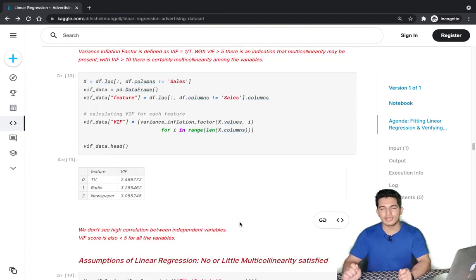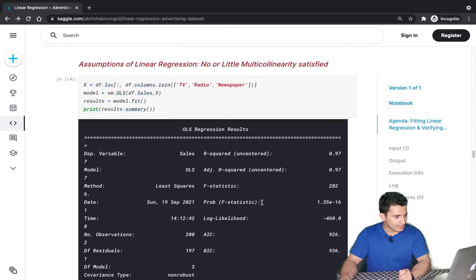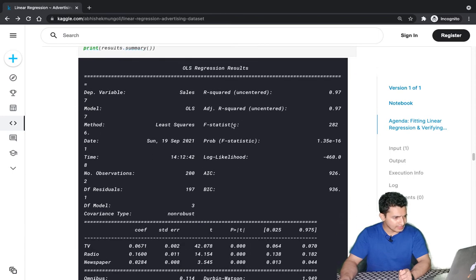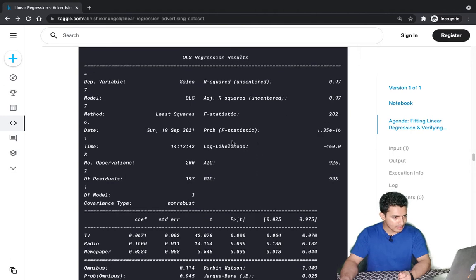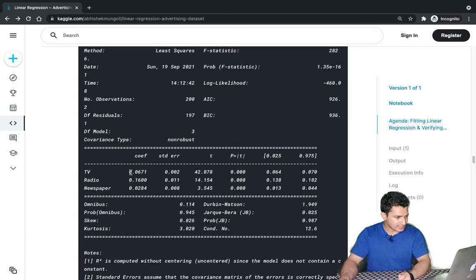Next we will fit the model, and depending on the statistics we get, we will check the other assumptions as well. On fitting an ordinary least squares model, we find these are the values. R square is 0.97, which is pretty high, which is good. R square can be between 0 and 1, and the higher the R square value, the better the fit. The fit is good. And the probability of the F statistic is close to 0, which is also good. We will look at what that is. And these are the other numbers, and these are the coefficients.